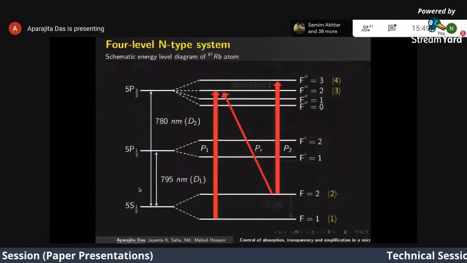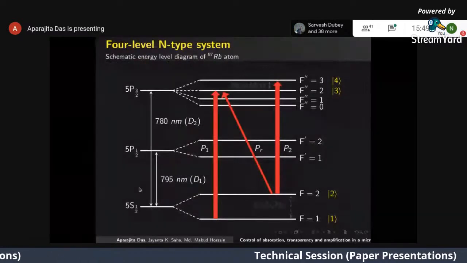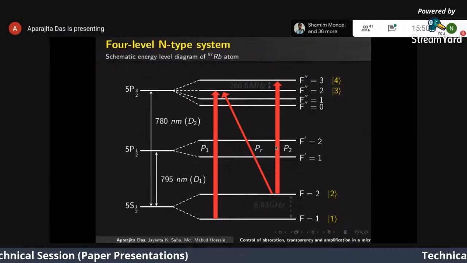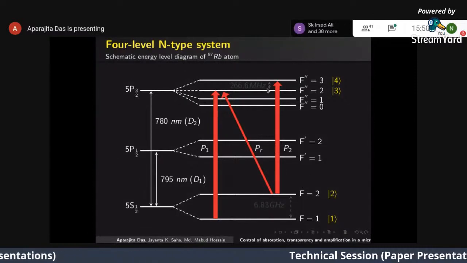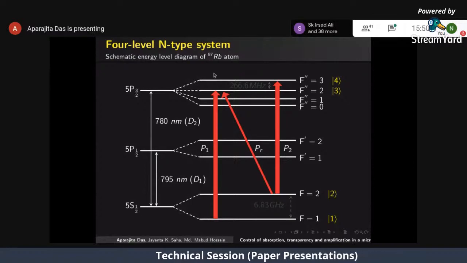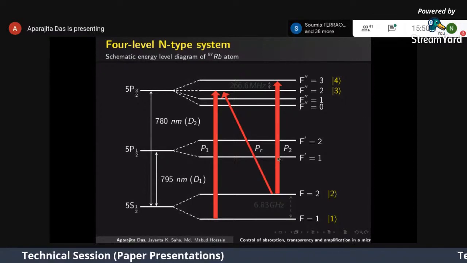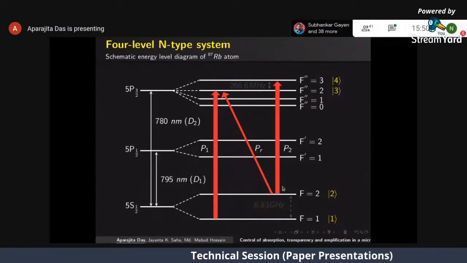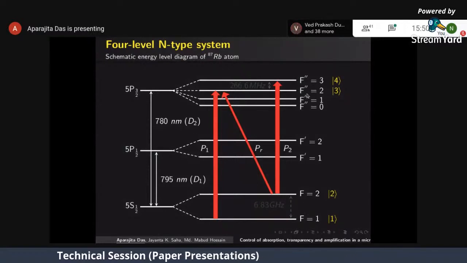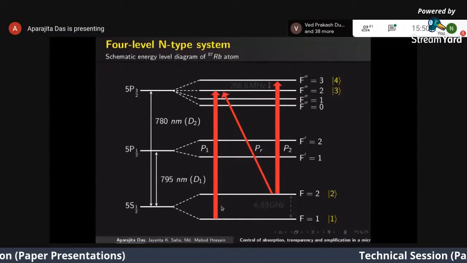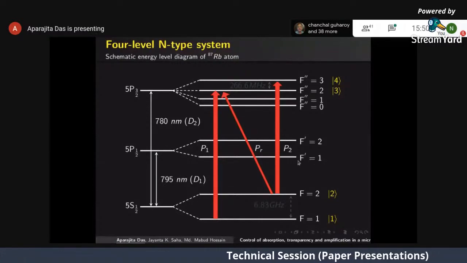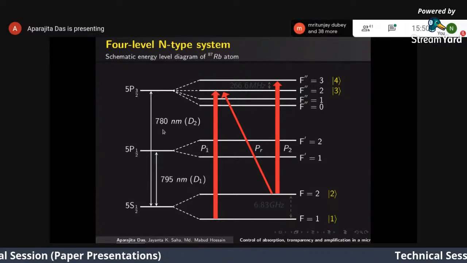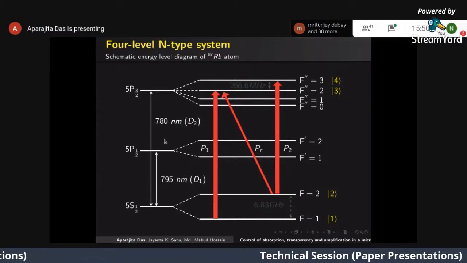Motivated by this, we have chosen an N-type atom-laser coupling scheme, prepared with the hyperfine energy levels of rubidium-87 atoms. P1 and P2 are the external pumping fields, and this is the probe field that connects hyperfine level F equals 2 to hyperfine level F double dash equals 2. And these transitions are all electric dipole allowed transitions, and we can drive all these transitions by a laser field of wavelength 780 nanometers.